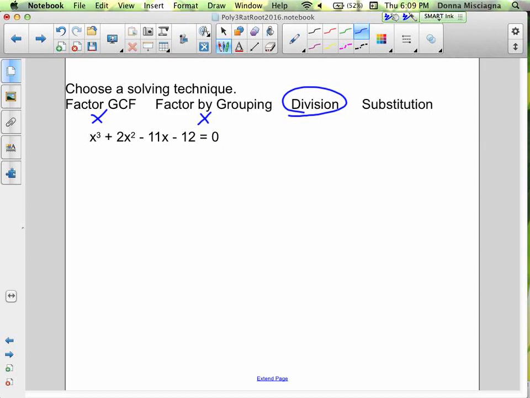You could try it, and if it doesn't work, and it won't, then you try something else. And you can't use substitution because you have too many terms. You need 3 terms, and the exponents have to be doubles. So the only one we can really use is division. All right, so now let's do a rational root test.